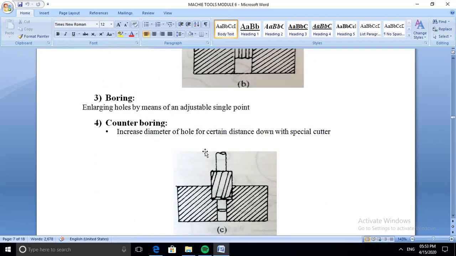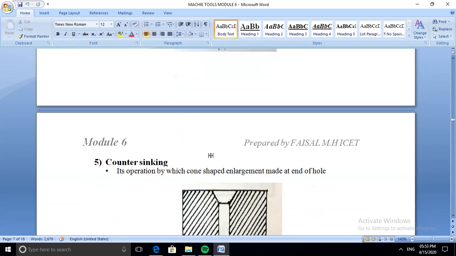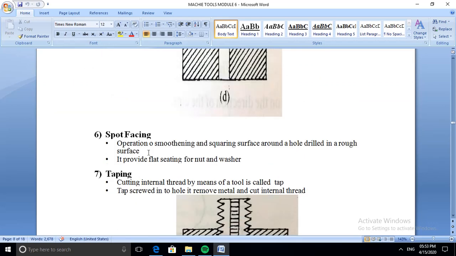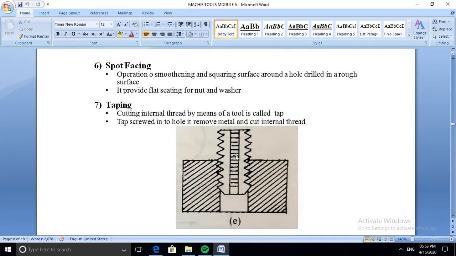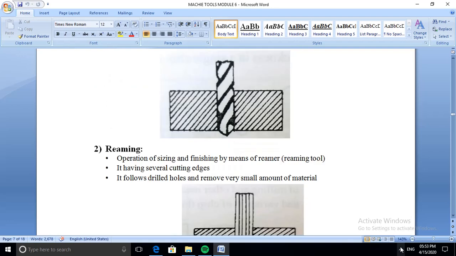Finishing and sizing the hole. Boring: enlarging the existing hole. Counter boring: enlarging the diameter of the hole at a certain level. Counter sinking: producing a conical surface of the hole. Spot facing: producing a squared surface at the surface of the hole. Tapping: producing internal thread. These are the main operations on a drilling machine.